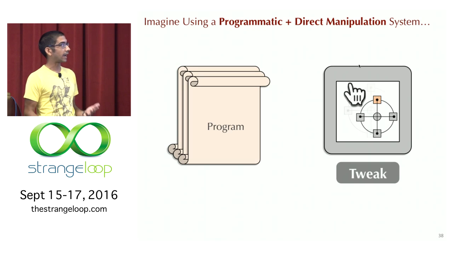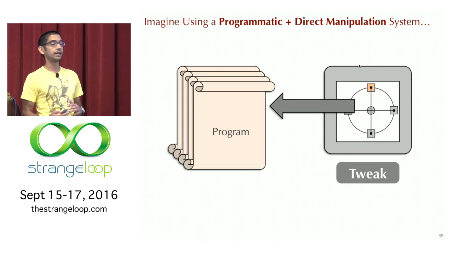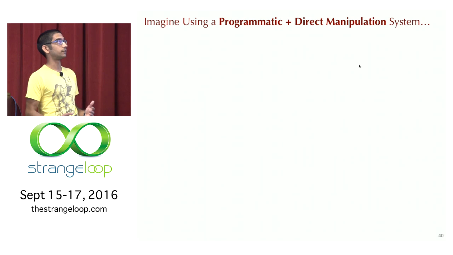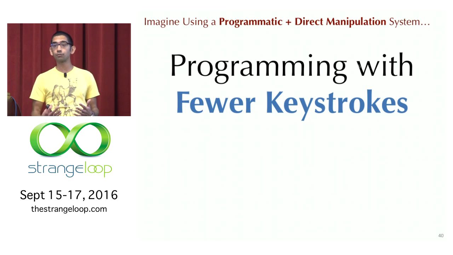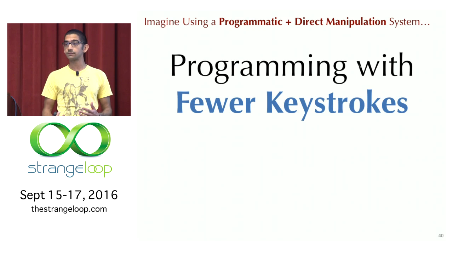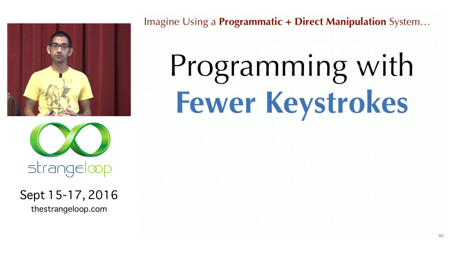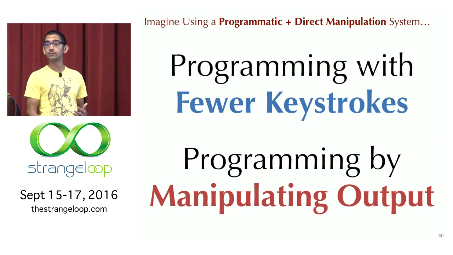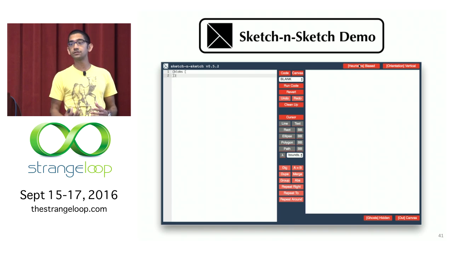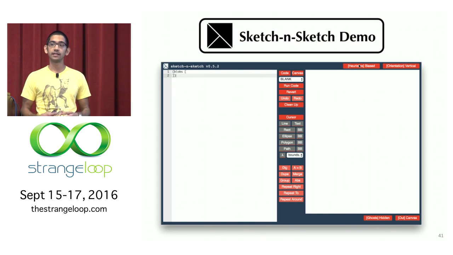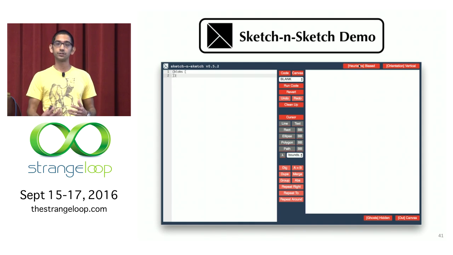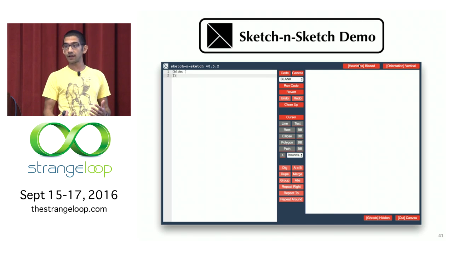So what we're after here is to be able to build interactive programming systems where we can build programs with many fewer keystrokes. As Bret Victor has described it, we'd like to do less blind manipulation of symbols, and instead do more programming by directly manipulating output. In this talk, I'll present a research prototype called Sketch-n-Sketch that we've been developing to start to achieve this goal for the particular domain of vector graphics.